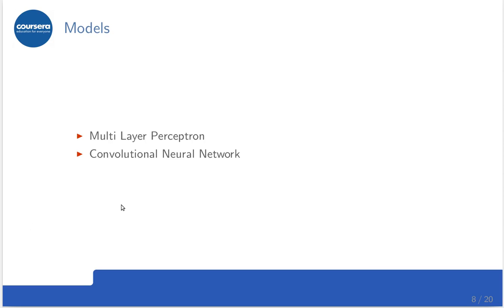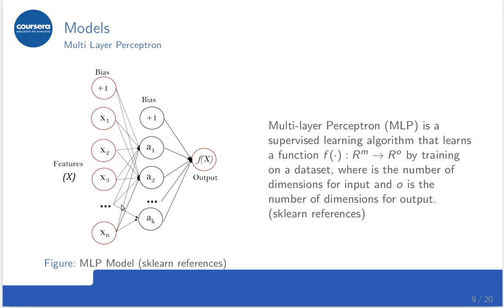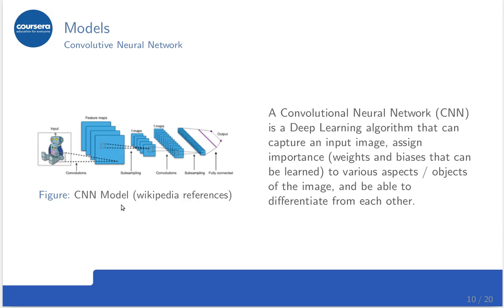To generate the classifiers, two models were used: the multilayer perceptron and the convolutional neural network. The multilayer perceptron is a classical machine learning algorithm, very used because it is a common choice. The convolutional neural network is a deep learning algorithm that captures input images and assigns importance, weights and biases that can be learned, to various aspects and objects of the image, being able to differentiate one from the other. Because of this, the convolutional network was chosen for these experiments.